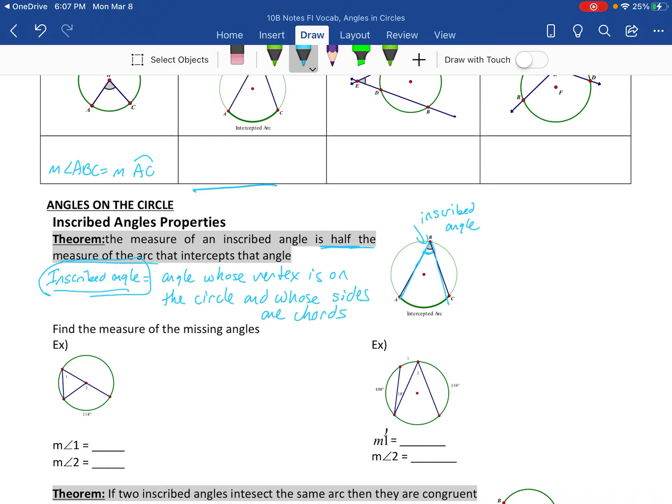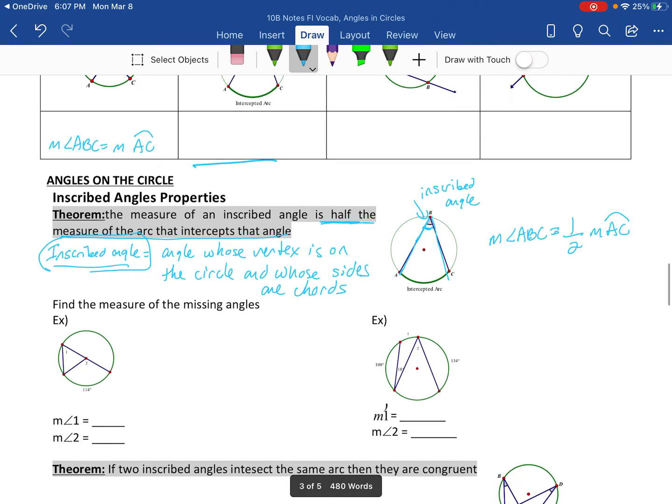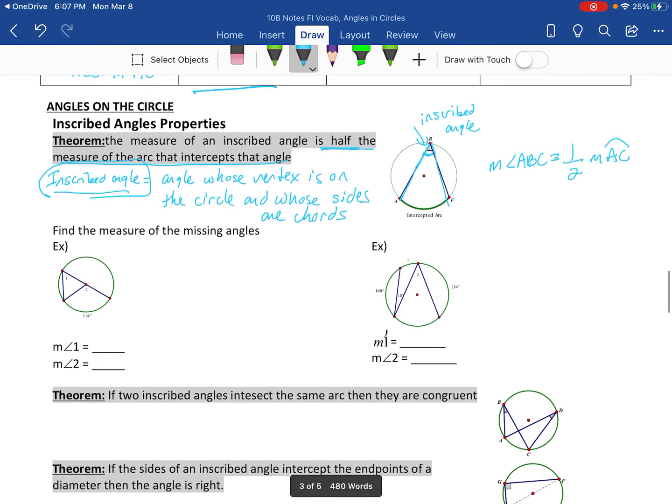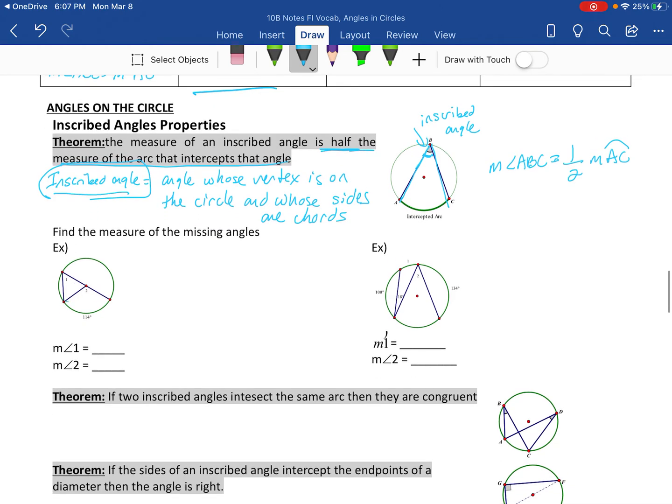So the measure of an inscribed angle is half the measure of the arc that intercepts that angle. So for this one, the measure of angle ABC is actually going to be 1/2 the measure of arc AC. Okay, so we're going to use that idea to find the measure of the missing angle.